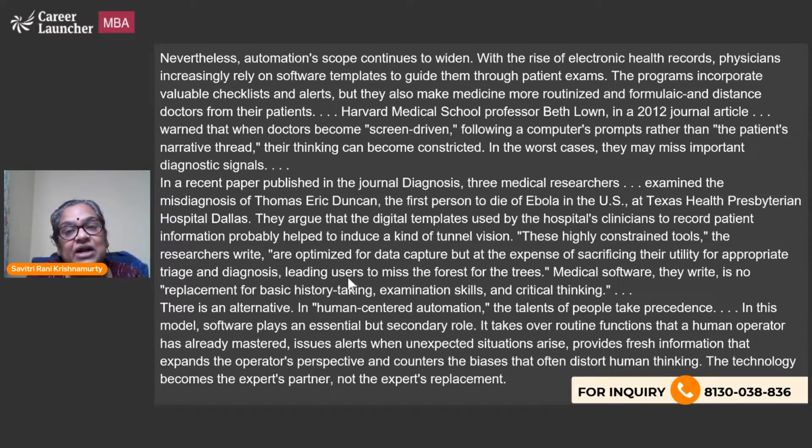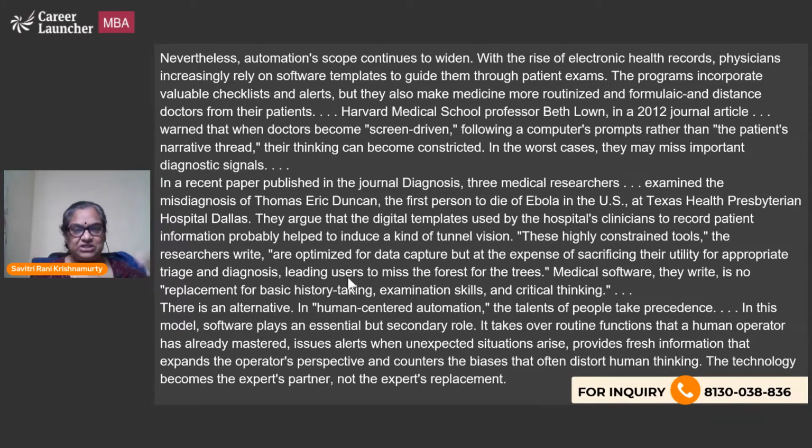With the rise of electronic health records, physicians increasingly rely on software templates to guide them through patient exams. So now it's no longer just the doctor doing a patient examination. He uses electronic health records, software templates, and then examines the patient. The program incorporates valuable checklists, alerts. They also make medicine more routinized and formulaic and distant doctors from their patients.